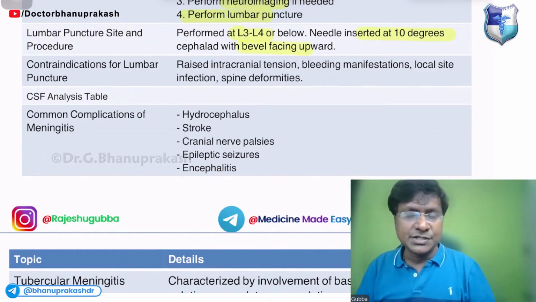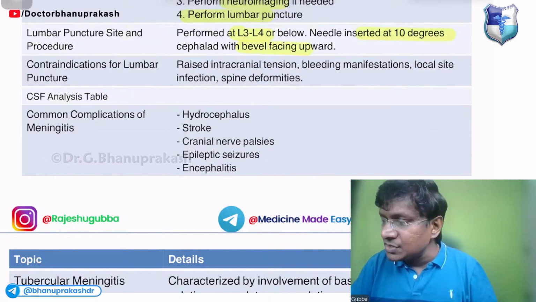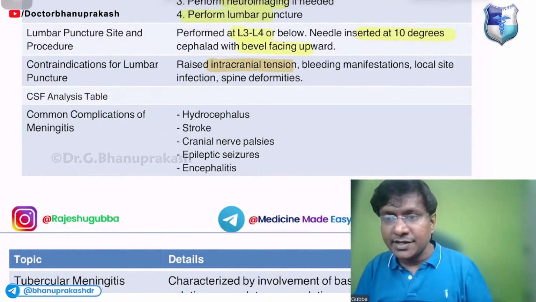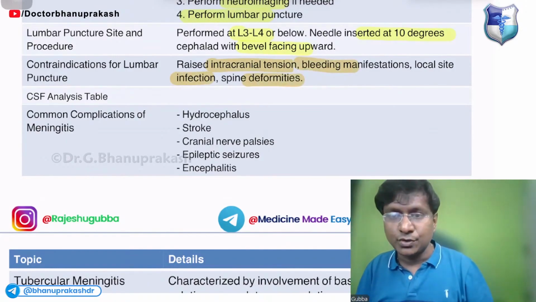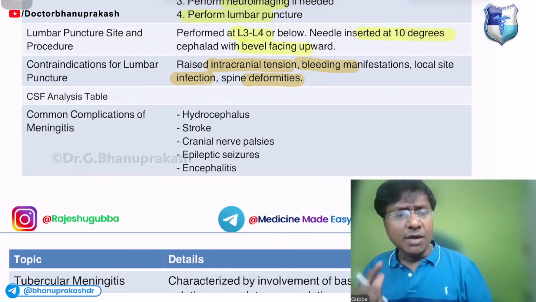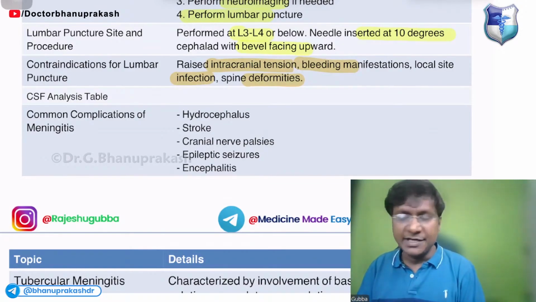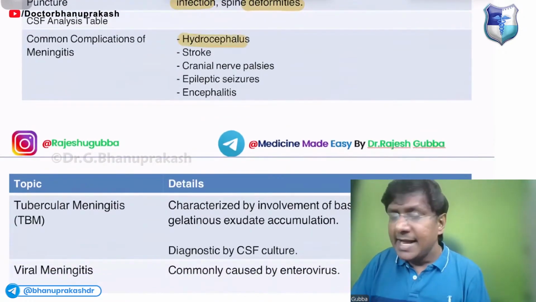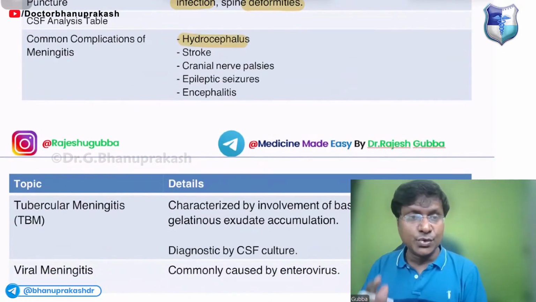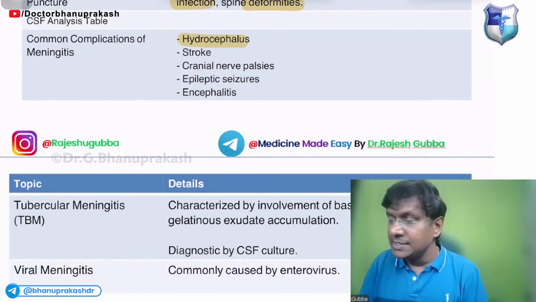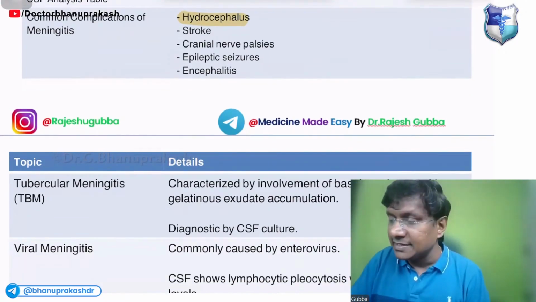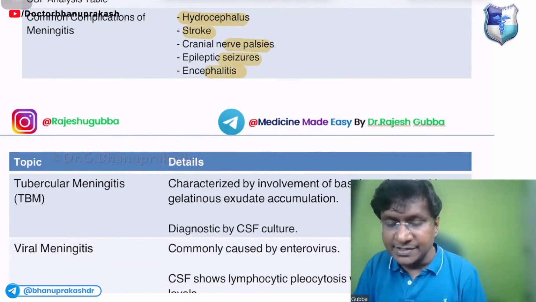And there are some contraindications for lumbar puncture. What are these contraindications? That includes raised intracranial tension, bleeding manifestation, local site infection, as well as spine deformities in the form of kyphoscoliosis. And what are the common complications that you come across in patients with meningitis? It is hydrocephalus. Why is this hydrocephalus? That is due to impaired absorption of the CSF in the subarachnoid space, due to subarachnoid granulations. Whenever there is meningoencephalitis, there can be development of stroke, cranial nerve palsy, seizures, as well as encephalitis.